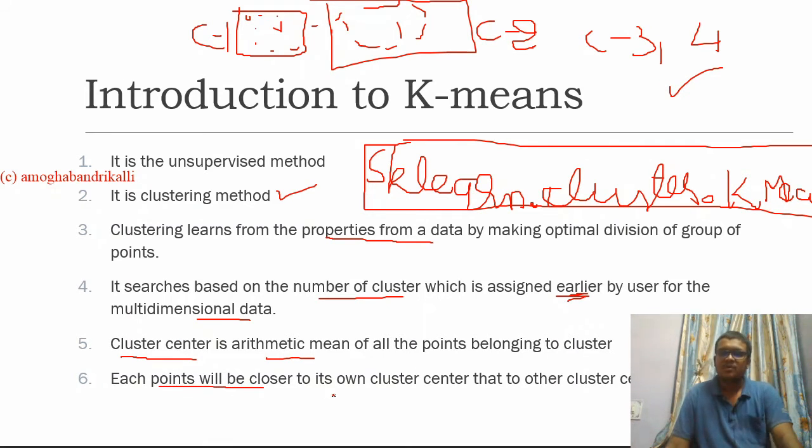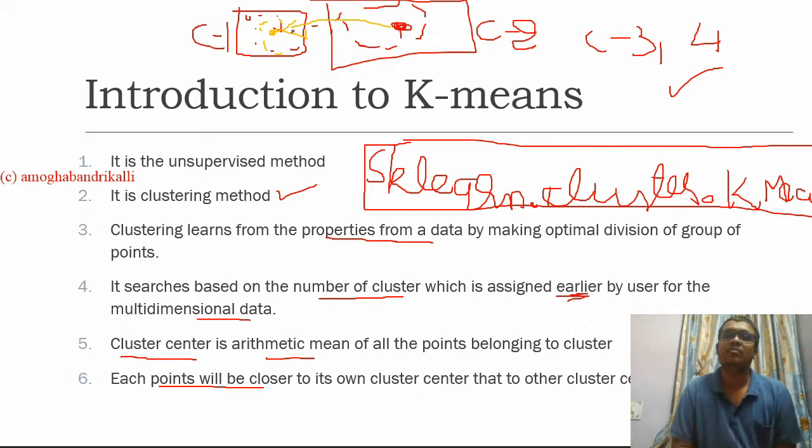So each point will be closer to its own cluster center than the other cluster centers. Consider this is cluster center 1 and this is cluster center 2. For all these clusters, the points will be nearer to their respective cluster center compared to another cluster center. This is what this line is going to tell you here. Each point belonging to a respective cluster will be nearer to its respective cluster head or cluster center.